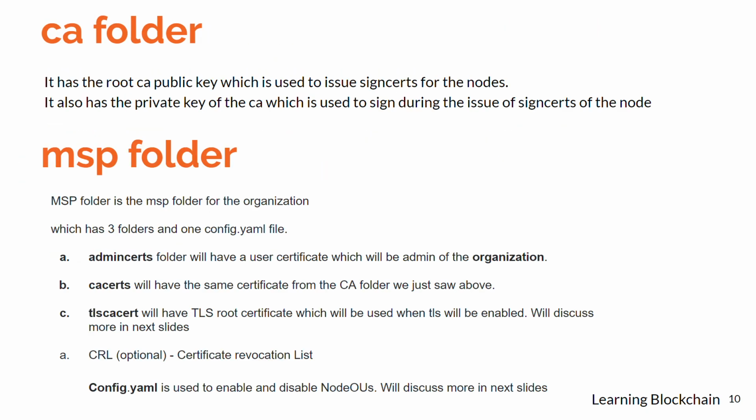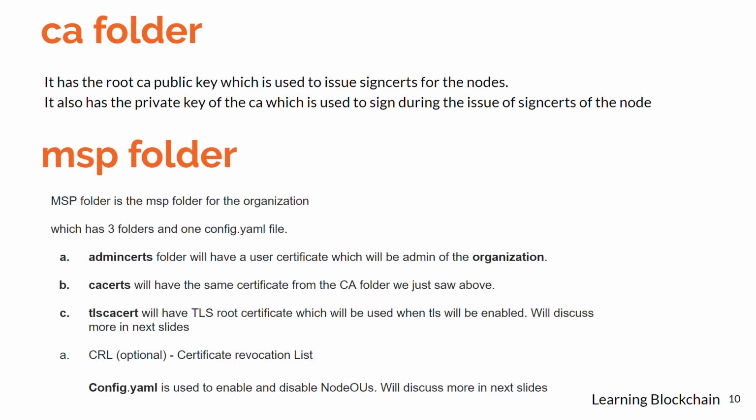So let's move to this slide, the CA folder. What is the CA folder all about? It has the root CA public key, which is used to issue the sign certs for the nodes. Okay, so it is the root CA public key. As I have mentioned, each certificate authority also needs to establish itself as an authority.